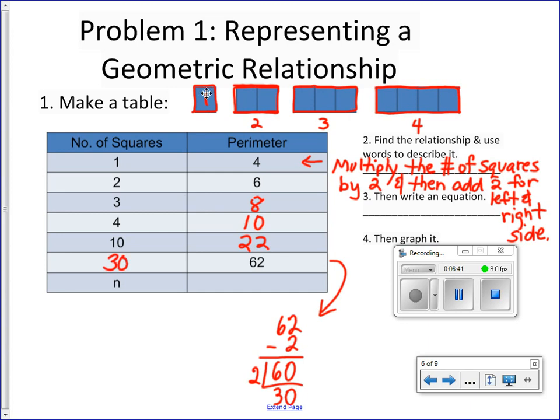And writing an expression for any number of squares, which we'll call n, we're going to use our rule that we wrote in number 2. We're going to multiply the number of squares by 2. So 2 times n, and then add 2 for the left and the right side.